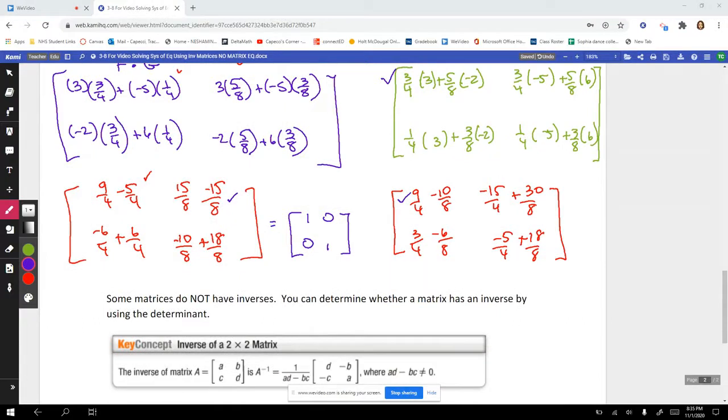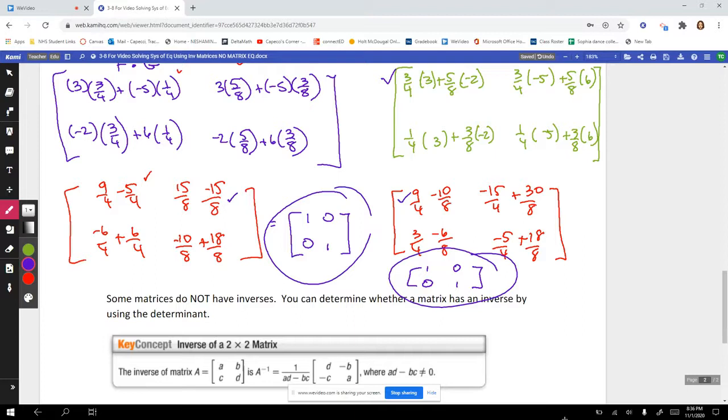Now again, what am I going to get? At the bottom, 9/4 minus 10 over 8 gives me 1. 3/4 minus 6 over 8 gives me 0. Negative 15 over 4 plus 30 over 8 gives me 0 as well. And then my last one, negative 5 over 4 plus 18 over 8 gives me 1. So you can see that F and G are inverses because when I multiply them together, regardless of which way I do it, I do get the identity matrix.